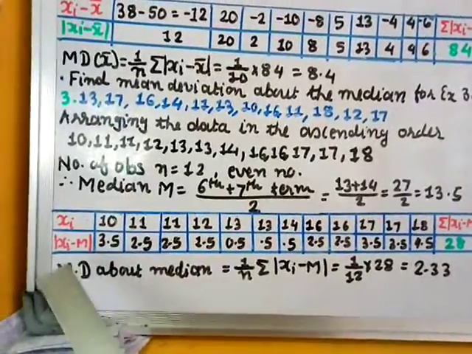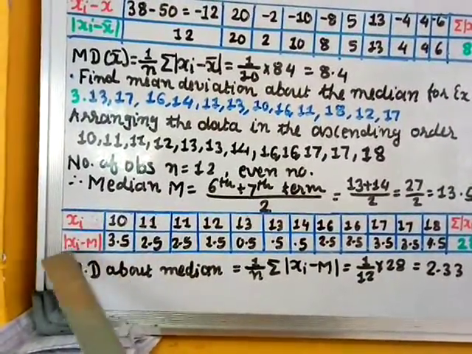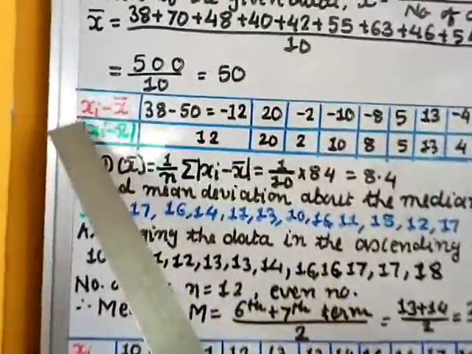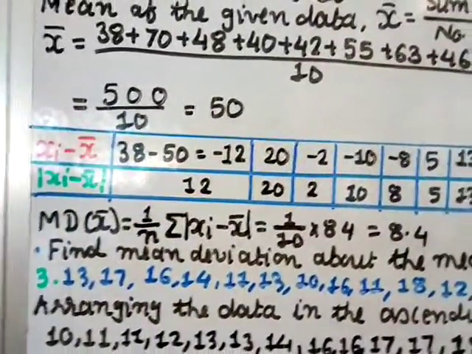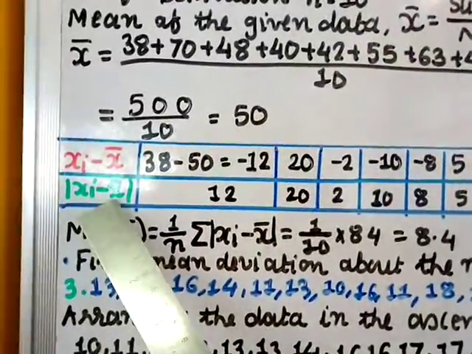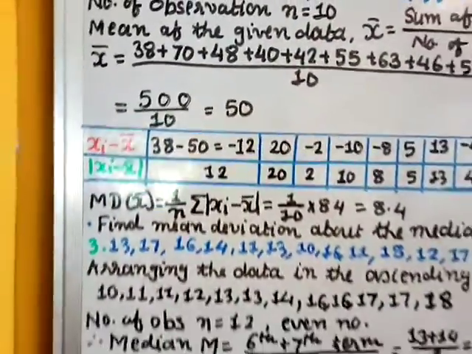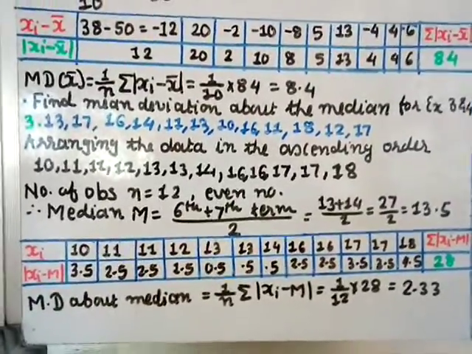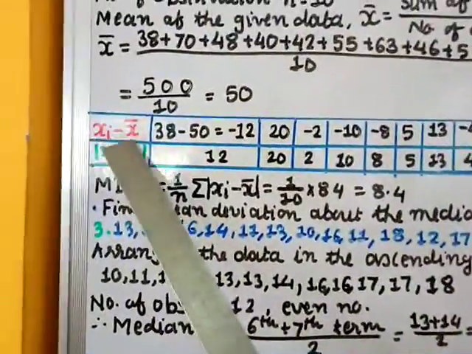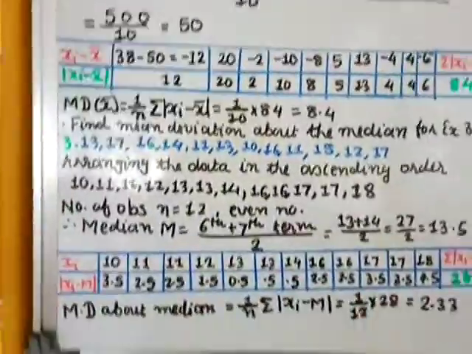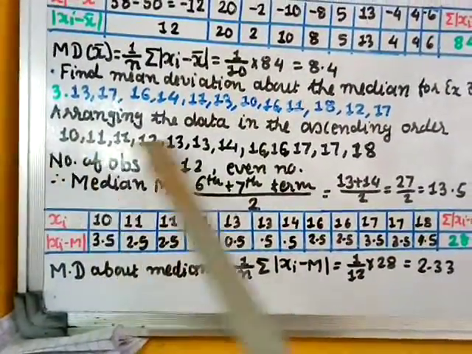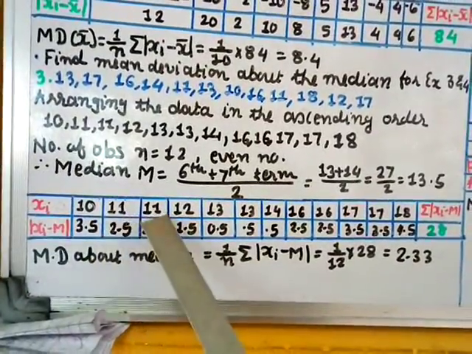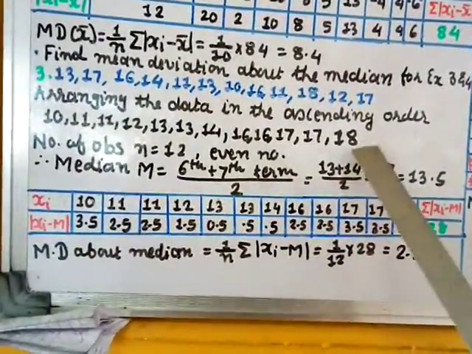Now we have to find xi and modulus of xi minus M. Here I am not finding it without the modulus, but directly taking xi minus M with modulus. That means I am neglecting the negative sign directly. If you find it difficult, then first write xi minus M, then take the modulus. So first I am taking all the data which I have arranged in ascending order: 10, 11, 11, just write what we have written here.